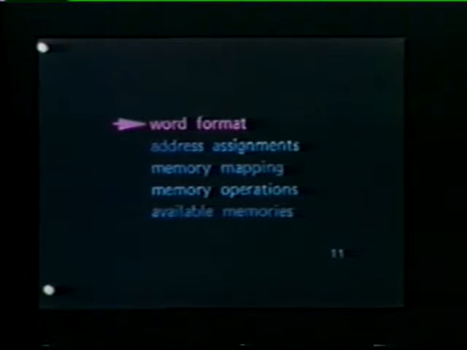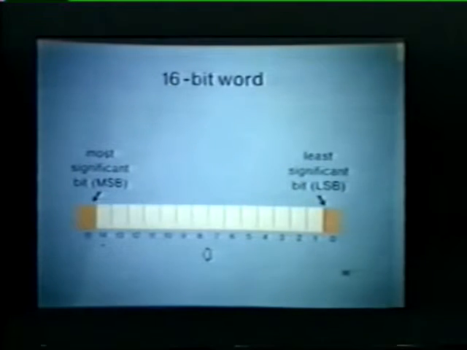Let's begin by describing the format of the 16-bit word used in all PDP-11 systems. The 16 bits that make up the PDP-11 word are numbered 0 through 15, reading from right to left. Bit 15 is the most significant bit, or MSB. Bit 0 is always the least significant bit, or LSB.